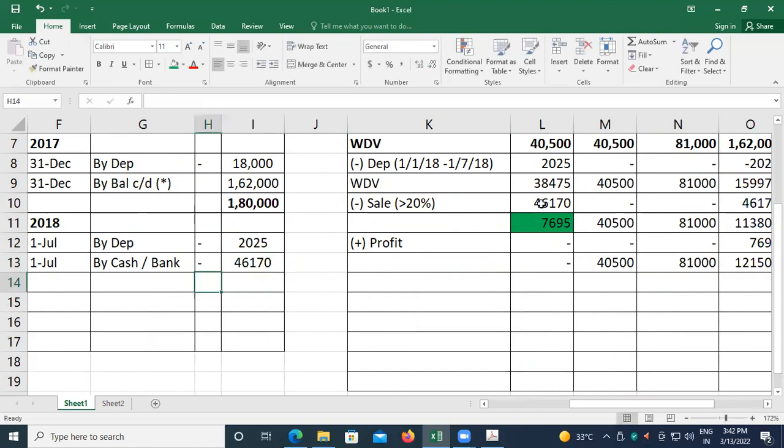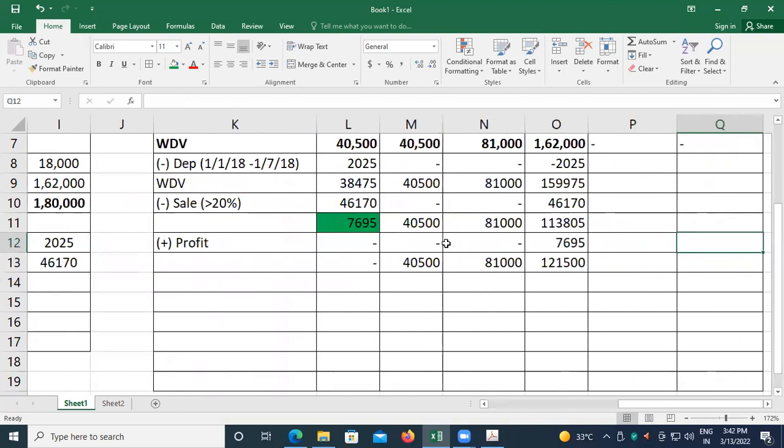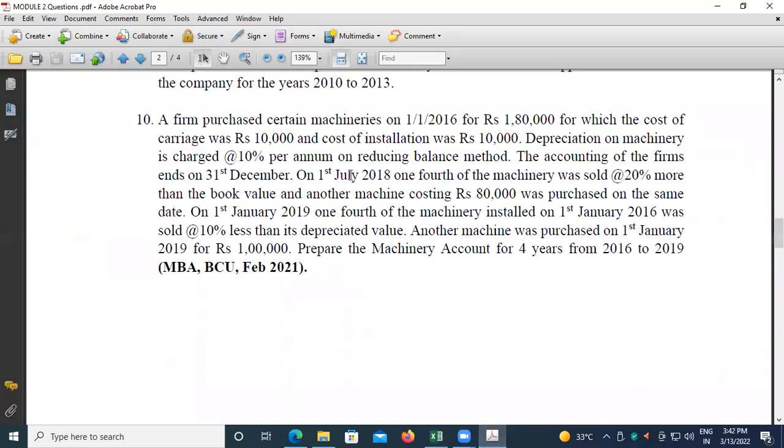Now, afterwards, what happened? We have to charge the depreciation. But before that, very important, don't miss it in the question. We got some written down value of the asset over here. And in the question, what they told here is, on 1st July 2018, 1/4 of the machinery was sold at 20% more than the book value.